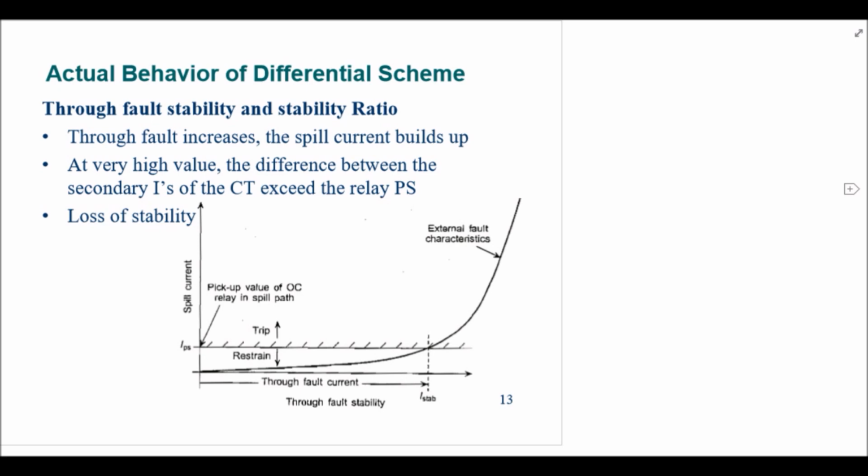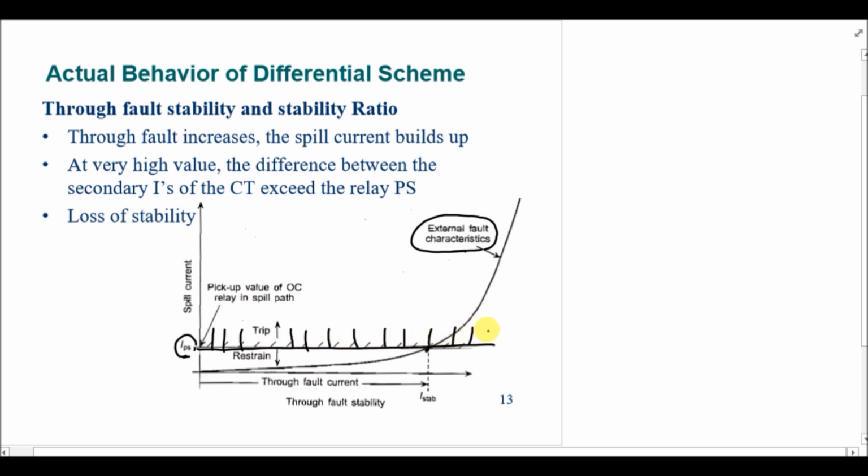Now we came to the conclusion that in some cases when the external fault current is so large that due to the error of the CT, we will have the spill current through the relay that will exceed the plug setting of the relay. So we have an overcurrent relay and it has a plug setting which is represented by this line. If the spill current that is passing through the relay is more than this plug setting of the relay, then the relay will trip. So we have defined this region as the trip region. But if the current is less than the plug setting, then it will restrain.